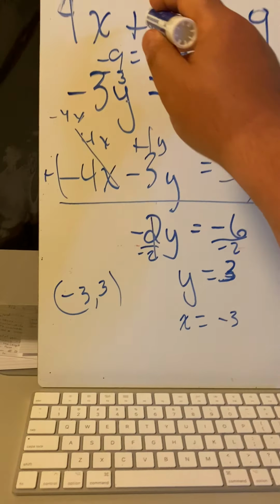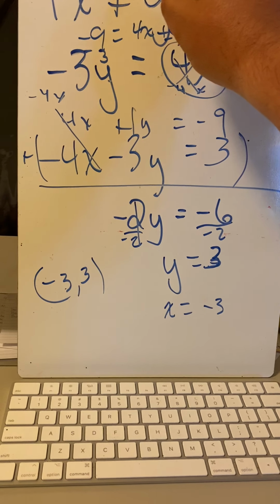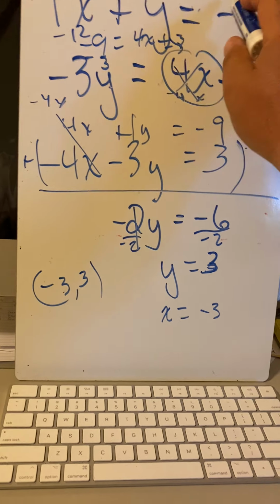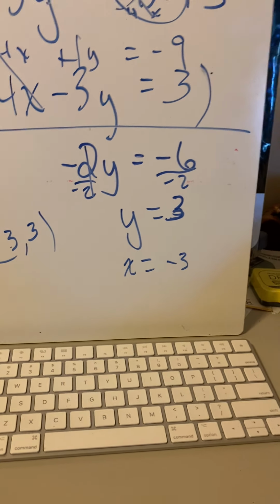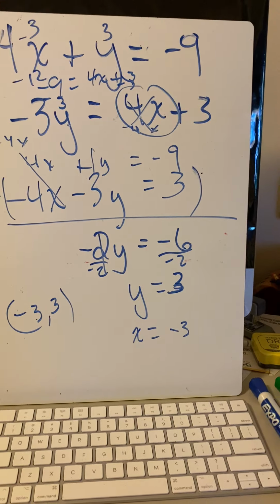Test it. Put it in. Negative 3 in for the x. Positive 3 in for the y. Negative 3 times 4 is negative 12. Negative 12 plus 3 is negative 9. So it does work. Okay? That ordered pair does work for this equation.